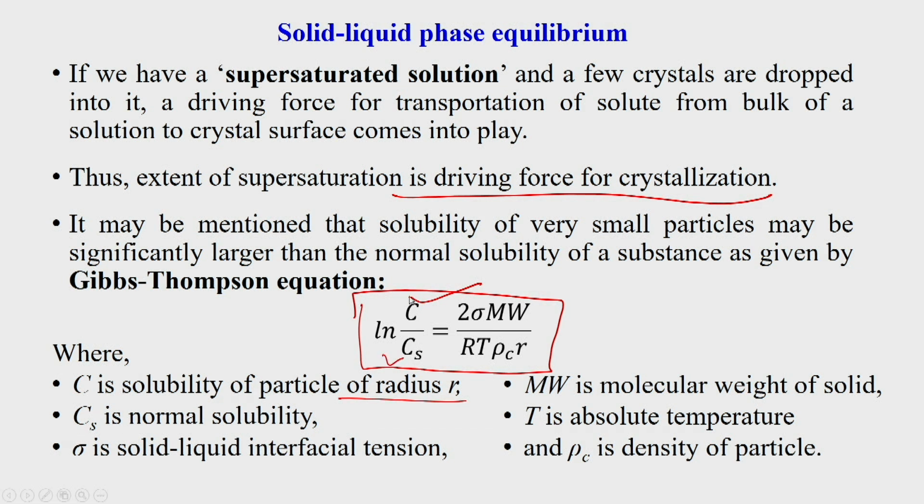So this additional solubility comes into the picture when we have very tiny particles. Whenever we discuss the solubility curve of any salt or organic material, we discuss the solubility of the regular crystals. But whenever regular crystals are converted into small particles, their solubility level increases. That is why, at a particular temperature and pressure, the solubility increases from the regular solubility, the capacity of the solvent to dissolve the solute increases, and supersaturation is created. Here sigma is the solid-liquid interfacial tension, Mw is the molecular weight of the solid, T is the absolute temperature, and ρc is the density of the particle.